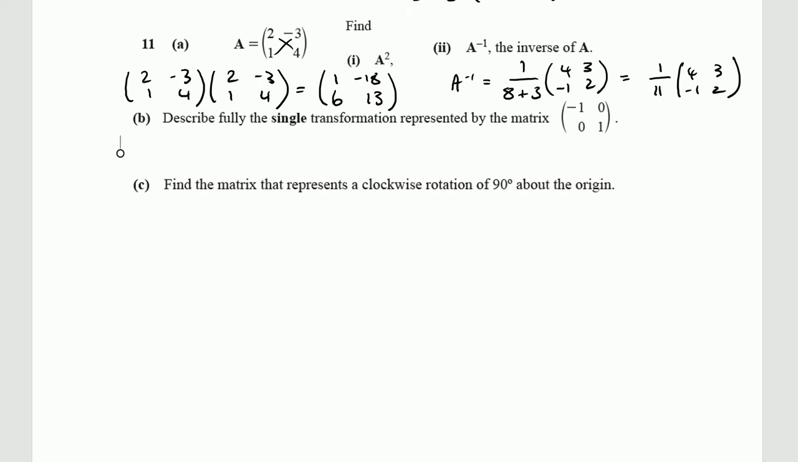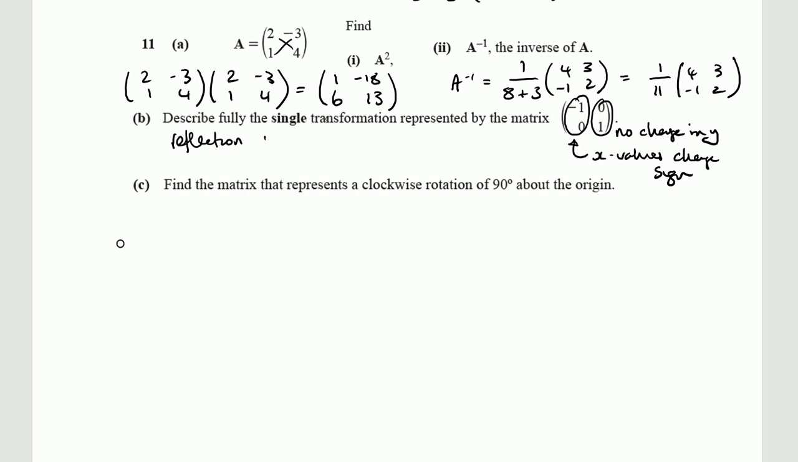In part B, I'm asked to describe fully the single transformation represented by this matrix. What I see here is nothing happening to y, no change in y, because 0, 1 representing the y values is still 0, 1. But the x values are changing sign. This is a sign of a reflection. If my x values are going from positive to negative, that means they're being reflected in the y-axis. So nothing's happening to the y values. This is simply a reflection in the y-axis.